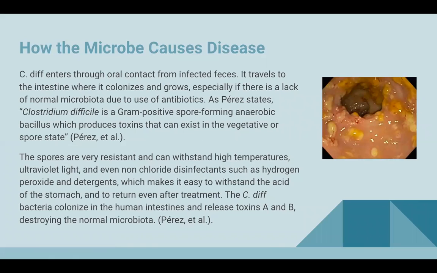And the spores are very resistant and can withstand high temperatures, ultraviolet light, and even non-chloride disinfectants such as hydrogen peroxide and detergents, which makes it able to withstand the acid of the stomach and return even after treatment. So it can come back very easily. And it colonizes in the intestine and releases toxins A and B, destroying the normal cells and microbiota.